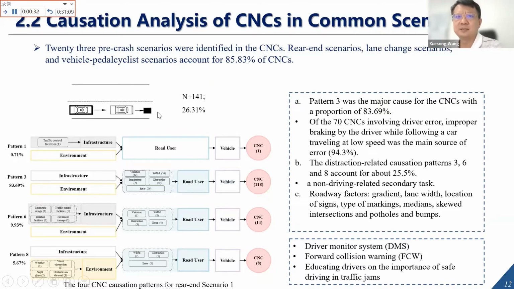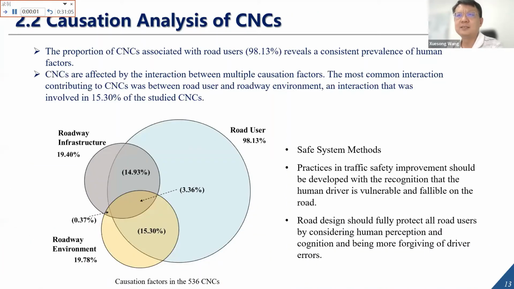For example, for the rear-end type of scenarios, there are different types. For one of the types, which is pattern 3, with a major cause of CNCs with a proportion of 83, of the 70 CNCs involving driver errors, improper braking by drivers while following on traveling at low speed is the main source of errors. For each type of scenario, we conduct this kind of analysis to identify the conditions of the event. So this is a summary of the analysis.